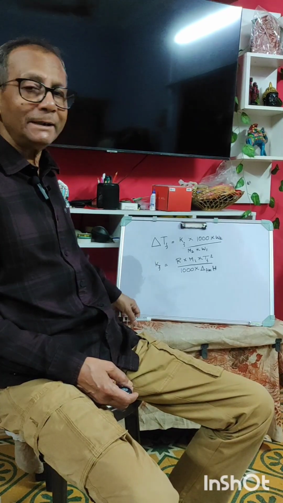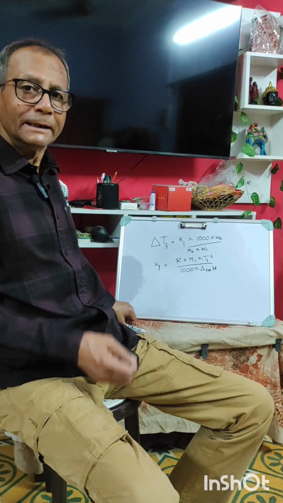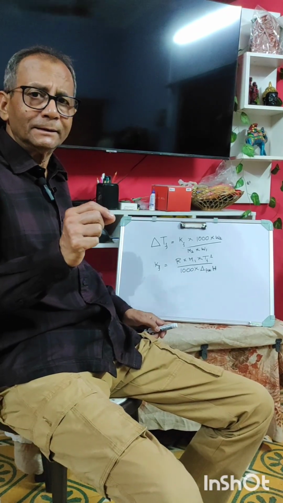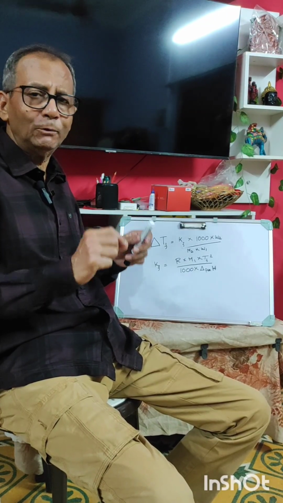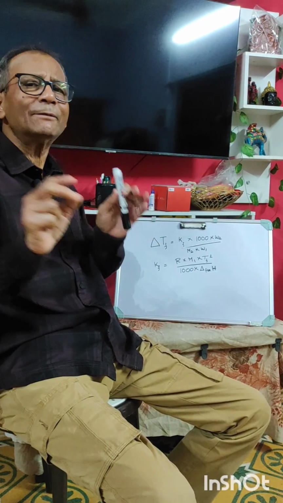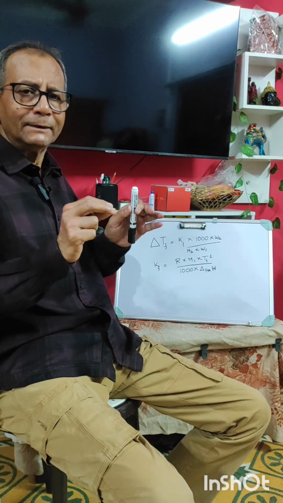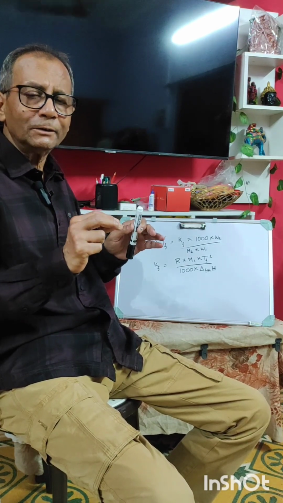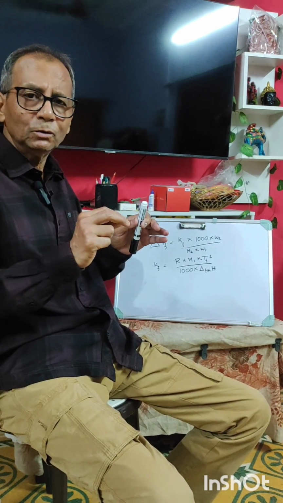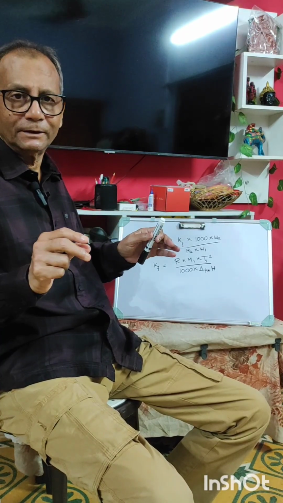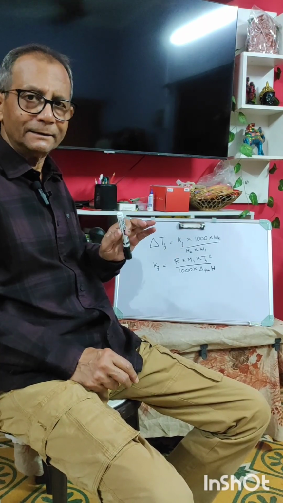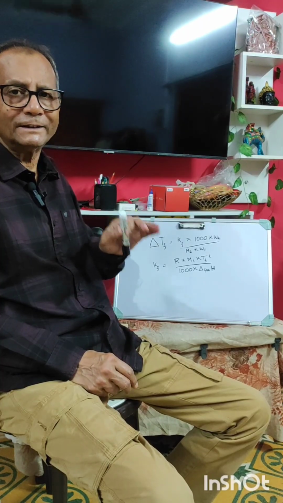Now, what does it mean? That means if you add W2 solute into W1, then the freezing point of water will go down to 0 minus delta Tf. Clear? So there will be a depression in the freezing point.